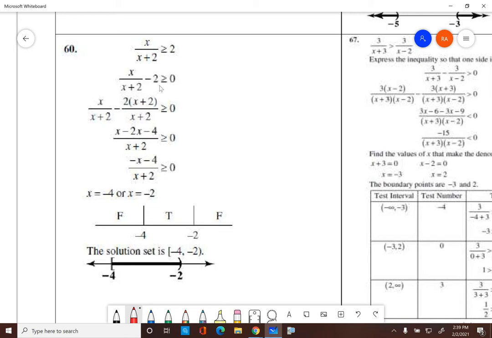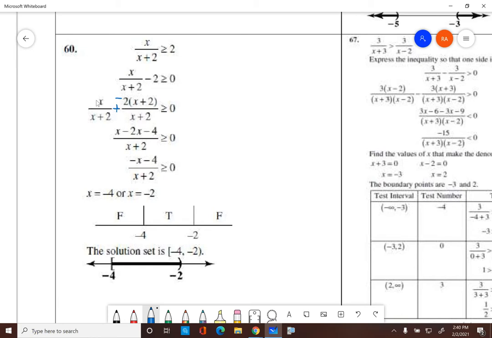So if I'm looking here, I need to get a common denominator. So I'm seeing this, I'm going to multiply this 2 by x plus 2 over x plus 2. And I don't like this negative kind of sitting out there, so I'm just going to write it as plus a negative, just so I kind of keep track of it. So now I have a common denominator.